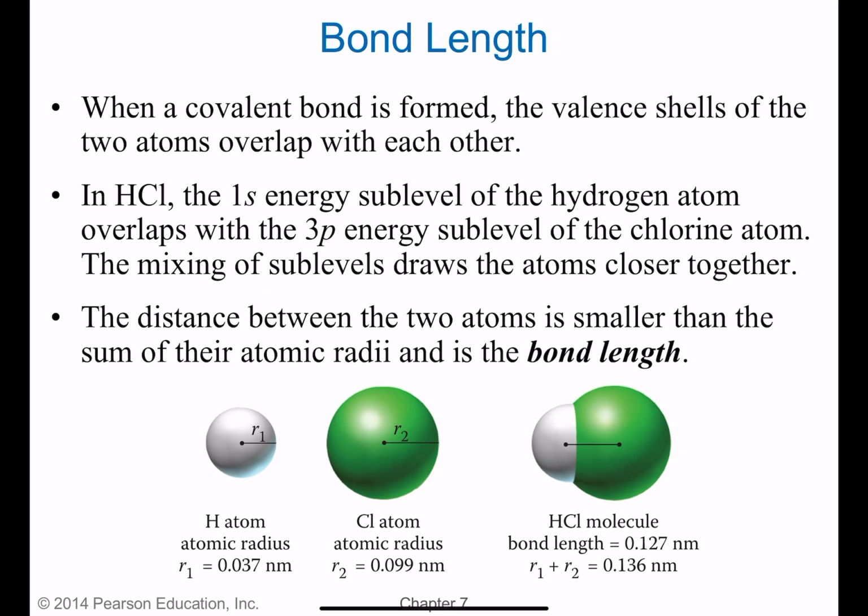Now, with covalent, this was essentially talking about ionic. With covalent, we have something very similar. So we can still talk about the size of atoms and the size of ions and how that affects essentially bond length.